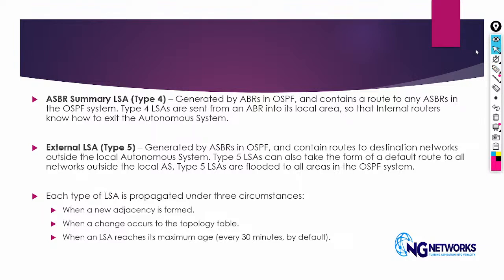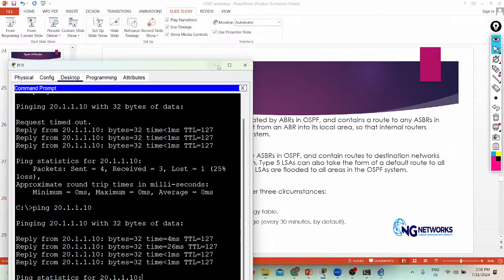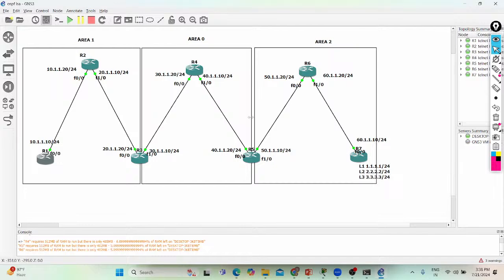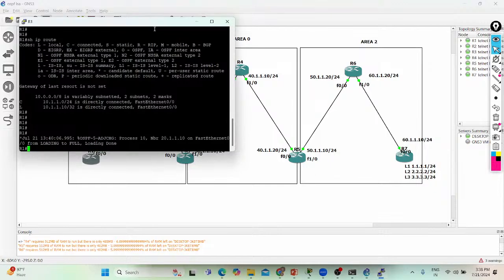Now let us understand some practical experience. See, this is a particular topology. Let us try to see what the database is over here.